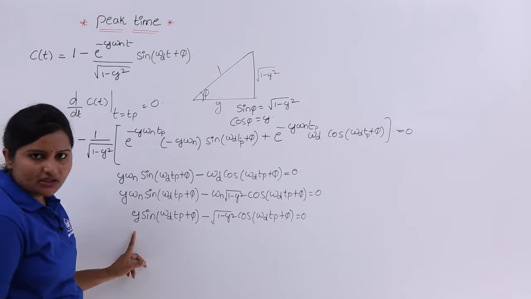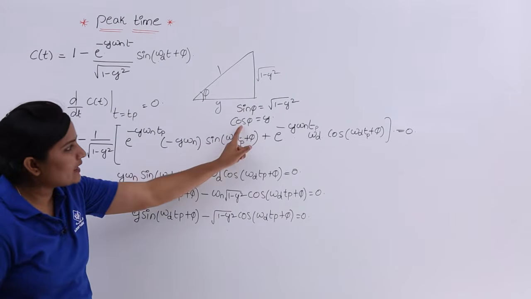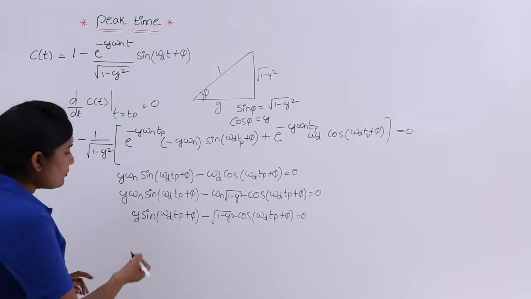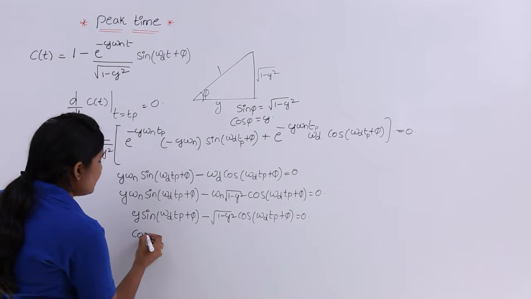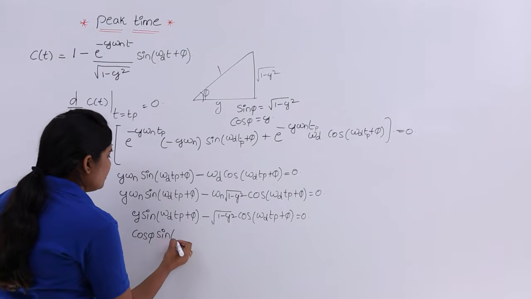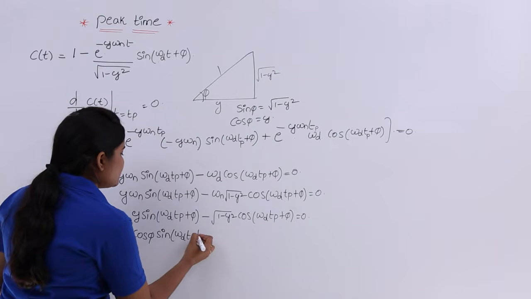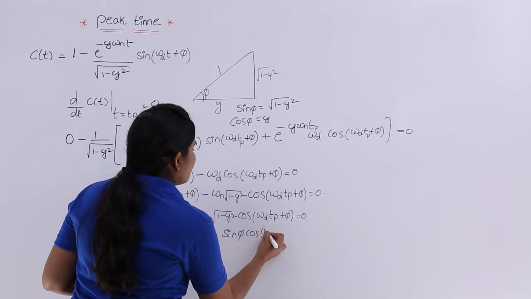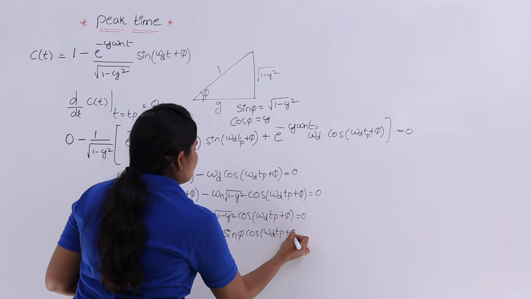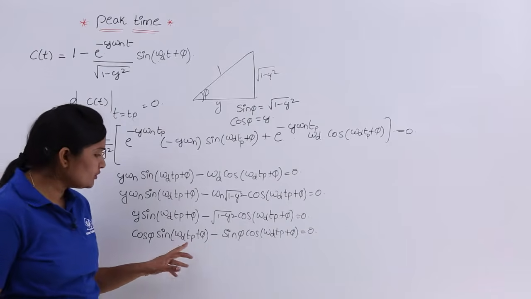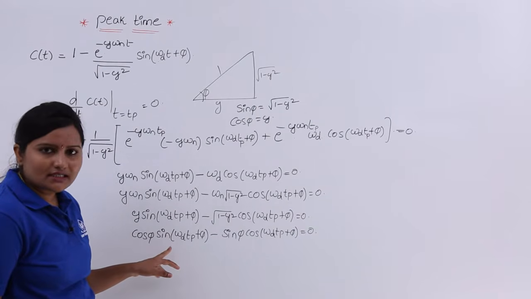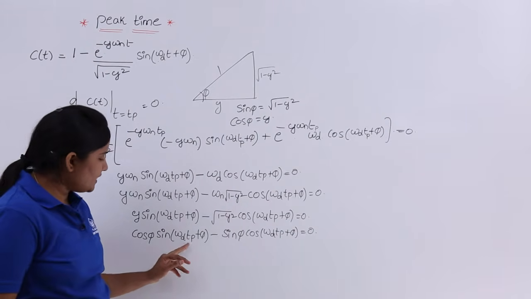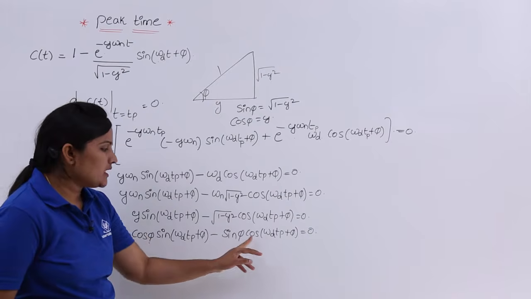So in this equation, in place of zeta, I can write cos phi. In place of root of 1 minus zeta square, I can write sin phi. I am going to replace that. So cos phi into sin omega d Tp plus phi minus sin phi cos omega d Tp plus phi is equivalent to 0. Now you can see this equation is in the form of sin A cos B minus cos A sin B form.